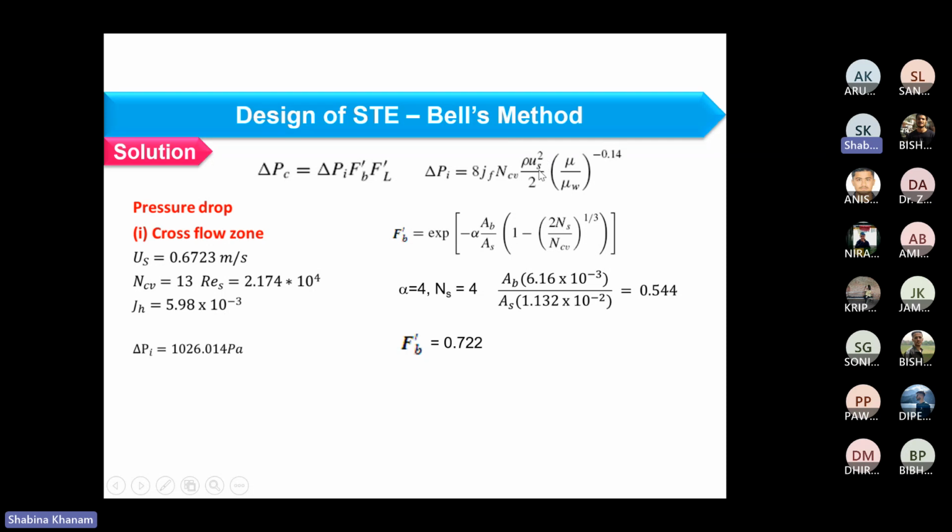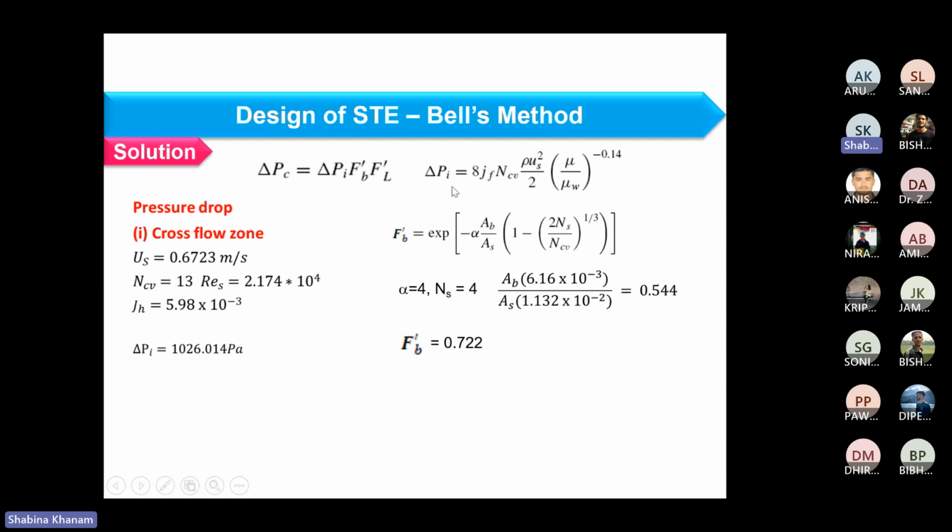US we have already calculated before. Reynolds number, which you have calculated previously, and for this JF you know already. Here it should be JF, not JH. So considering the JF value from the graph, you can find out delta PI as 1026.014 Pascal, that you can calculate.